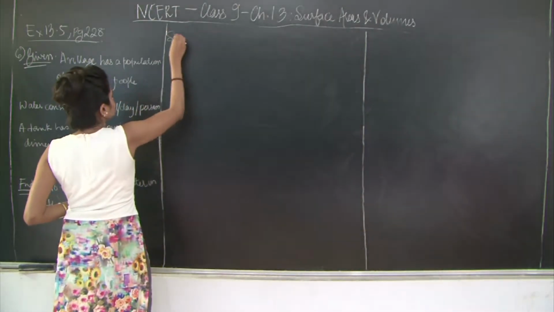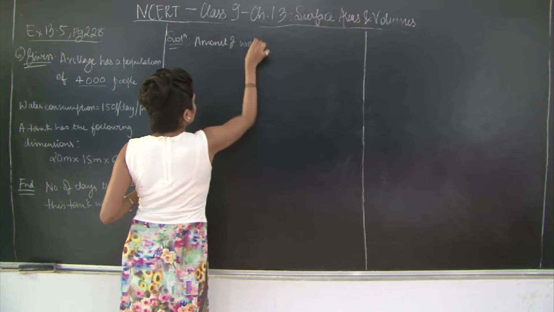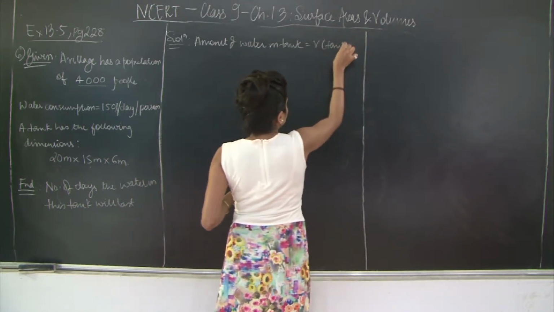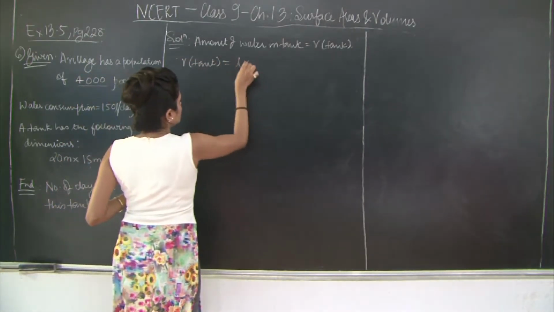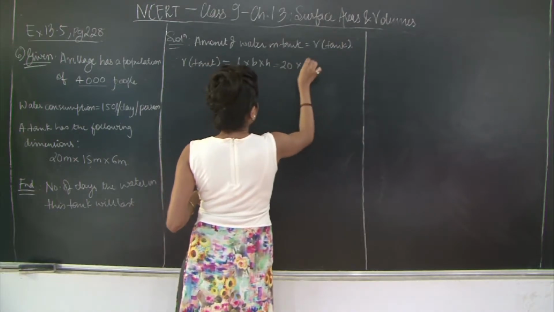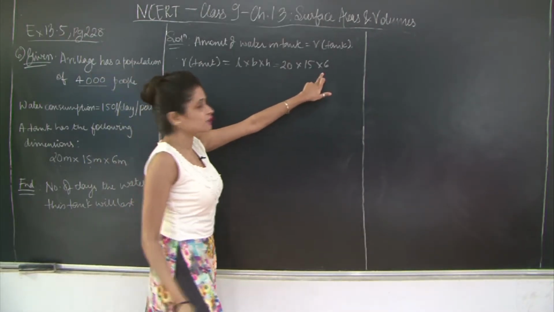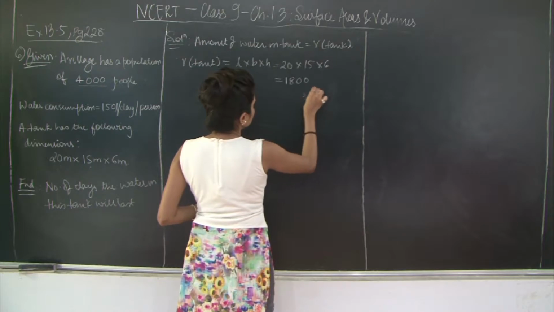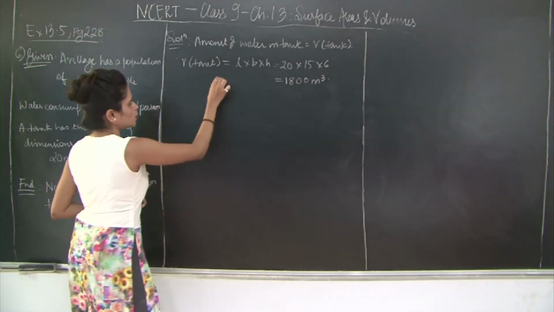So I'll say solution. Amount of water in tank is equal to volume of tank, right? Therefore, volume of tank is length into breadth into height, which is 20 into 15 into 6. So 2 into 15 is 30 and another 0, so 300 into 6 would be 1800, right? 300 into 6 will give you 1800. So you have 1800 meter cube. This is the amount of water.